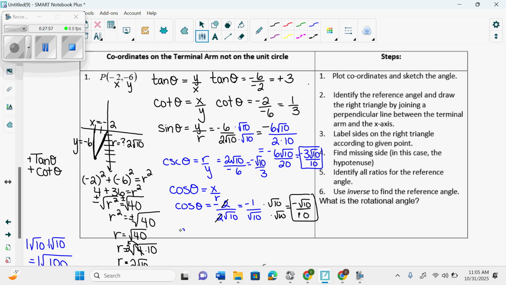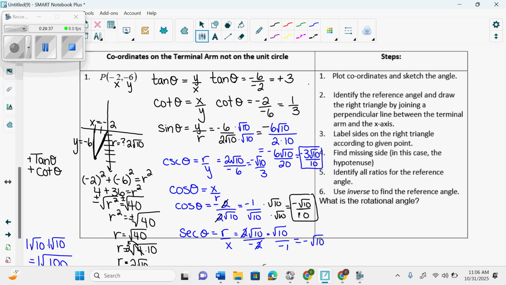And then secant: if cos is "cook extra rice," then secant is "rice extra," because they flip. So it's going to be 2 root 10 over negative 2. These cancel, and I get root 10 over negative 1, which is not incorrect, but I promise you that is never going to be a multiple choice solution. How are they going to write it? Root 10 over negative 1 is negative root 10, because root 10 divided by negative 1 would just change the sign of the root 10.